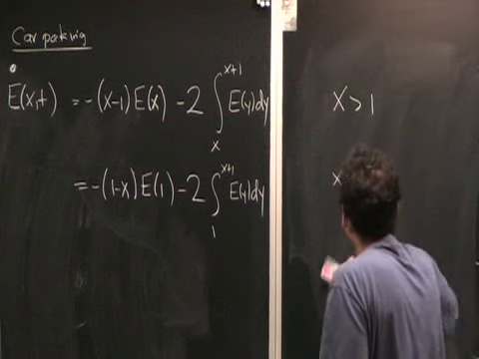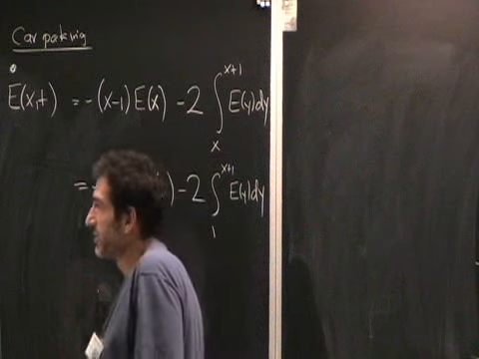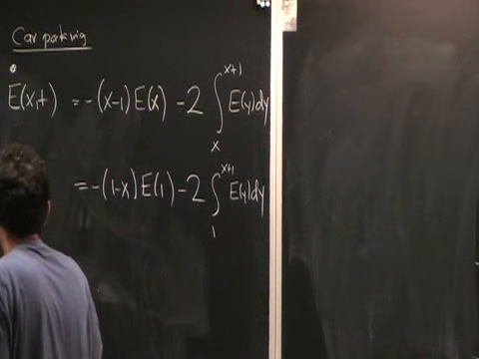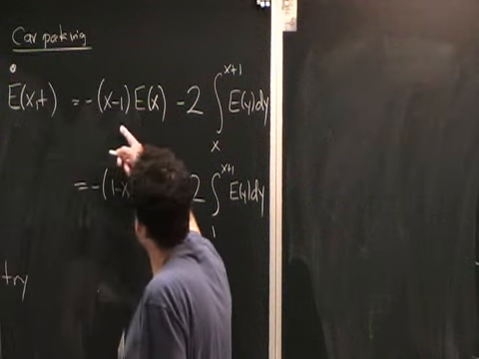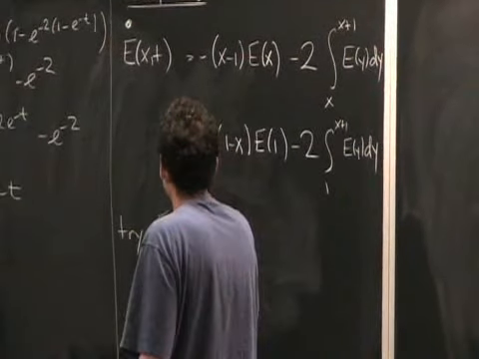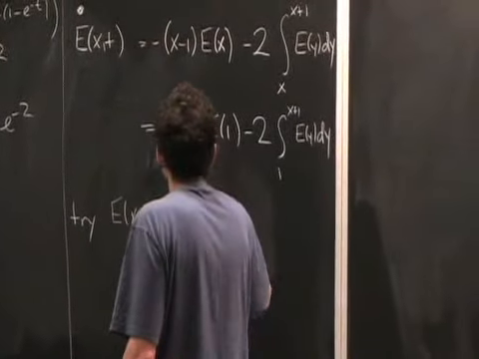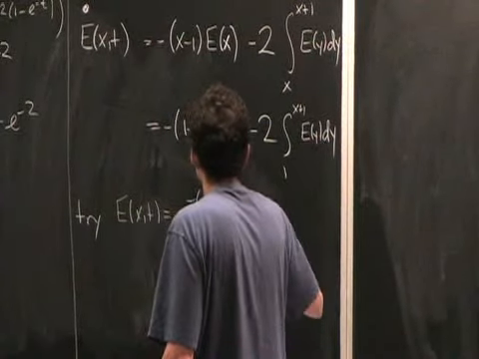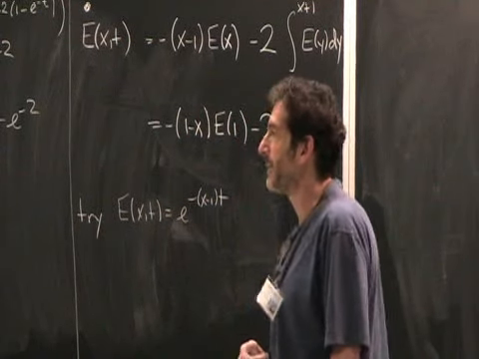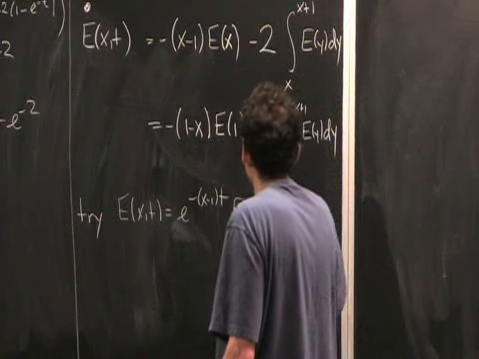And again, one can solve these master equations by the same line of reasoning as we did over here. So let's try the following ansatz. The presence of this term, again, suggests an integrating factor. So let's try E(x,t) is equal to e to the minus (x minus 1)t times some function phi. But this function phi is actually nothing more than E1(t).